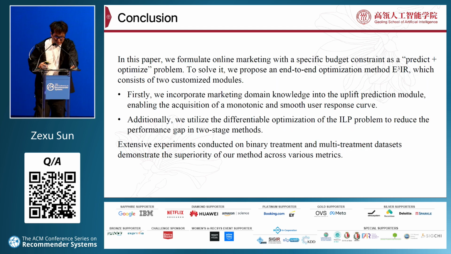In this paper, we formulate the online marketing problem with a specific budget constraint as a predict-and-optimize problem. To solve it, we propose an end-to-end optimization method, E3AR, which consists of two customized modules. And extensive experiments conducted on binary treatment and multi-treatment datasets demonstrate the superiority of our method across various metrics.